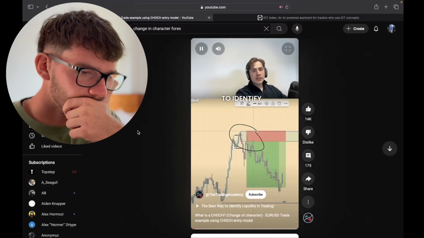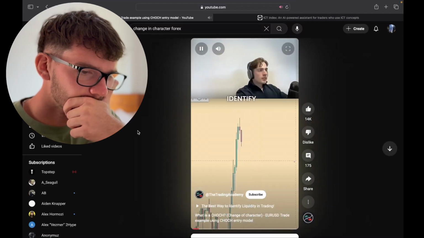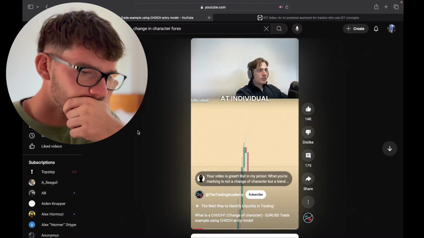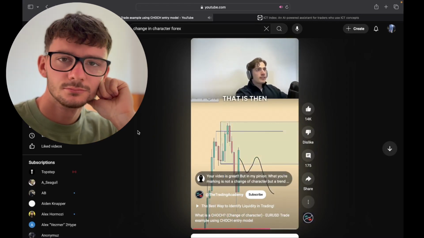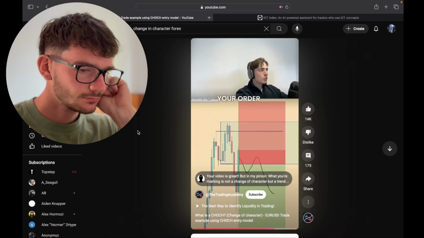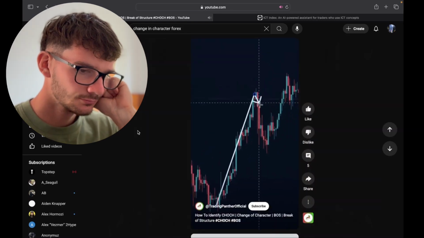This is how to identify a change of character. In order to identify a change of character, we're going to look at individual candlesticks. Our area of supply is over here, the buy before the sell. That is then also where you want to go short from. So you place your order on top of that supply zone.